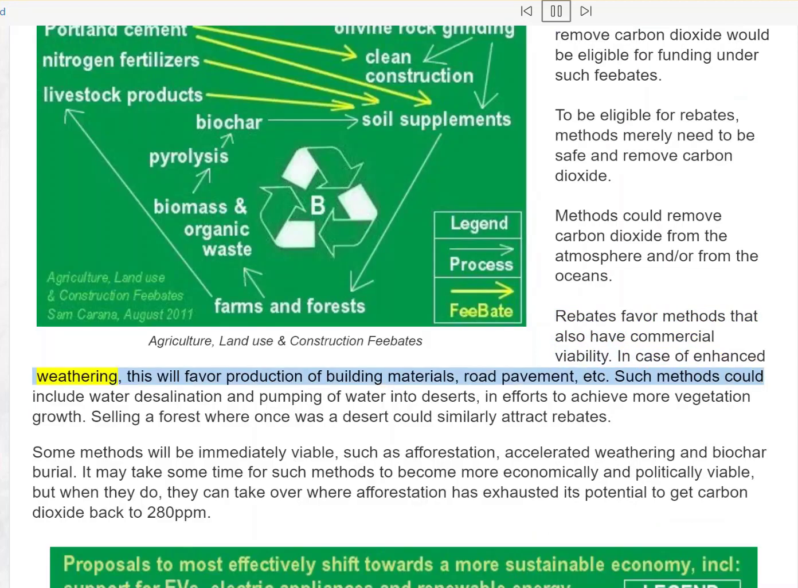In case of enhanced weathering, this will favor production of building materials, road pavement, etc. Such methods could include water desalination and pumping of water into deserts, in efforts to achieve more vegetation growth. Selling a forest where once was a desert could similarly attract rebates. Some methods will be immediately viable, such as afforestation, accelerated weathering, and biochar burial. It may take some time for such methods to become more economically and politically viable, but when they do, they can take over where afforestation has exhausted its potential to get carbon dioxide back to 280 ppm.